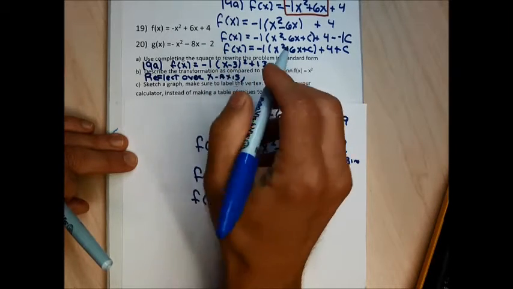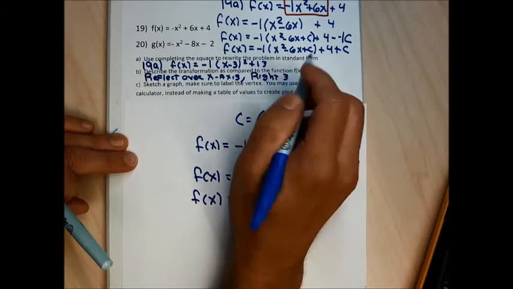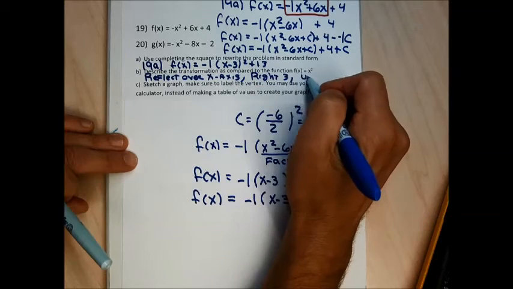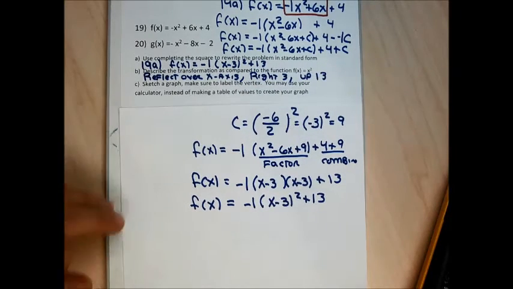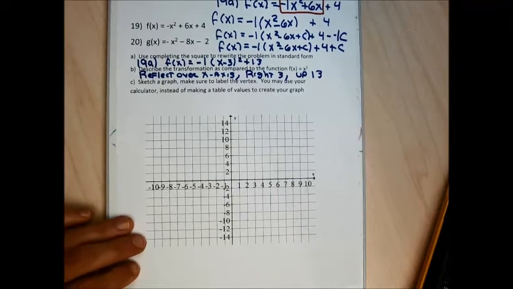The -3 inside the parentheses makes it go right 3, and the plus 13 makes it go up 13. I'm going to make my table of values and sketch a graph now. And my graph is going to fit on here just fine.